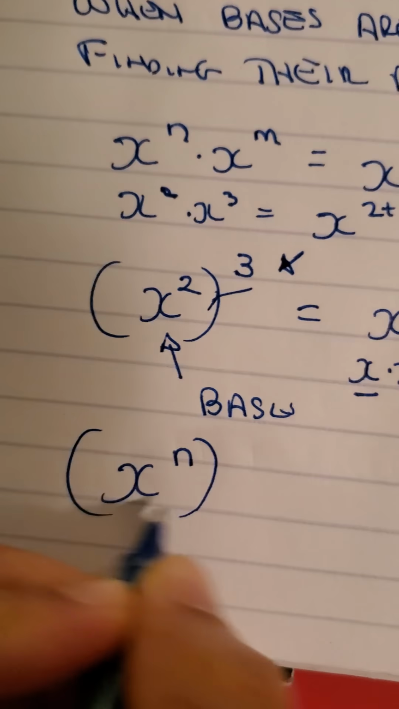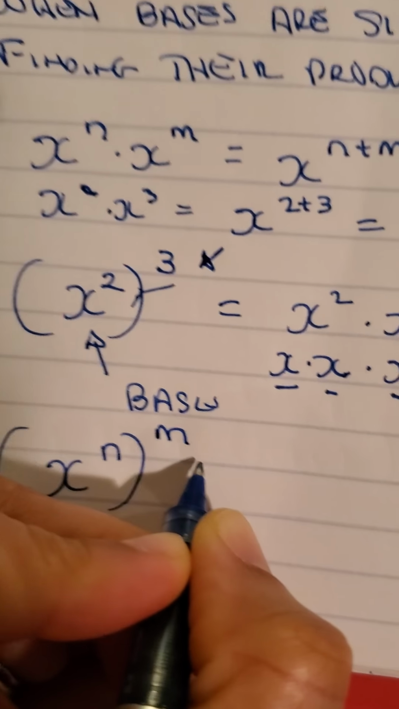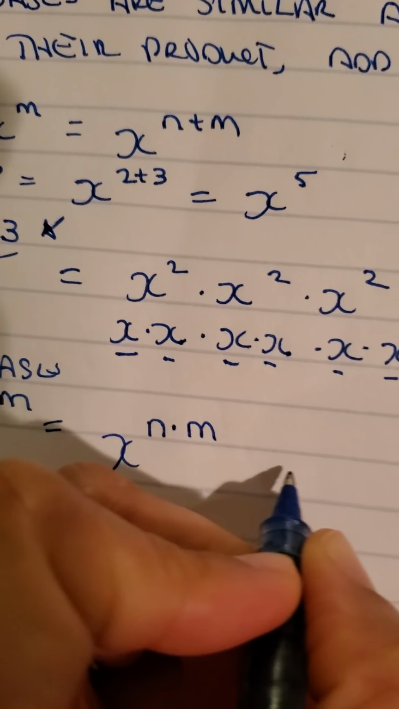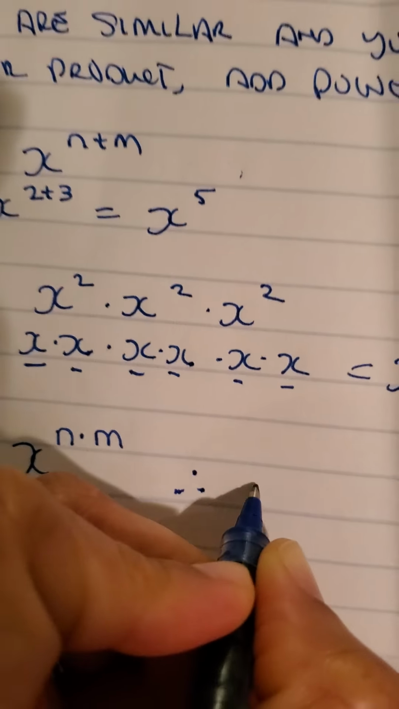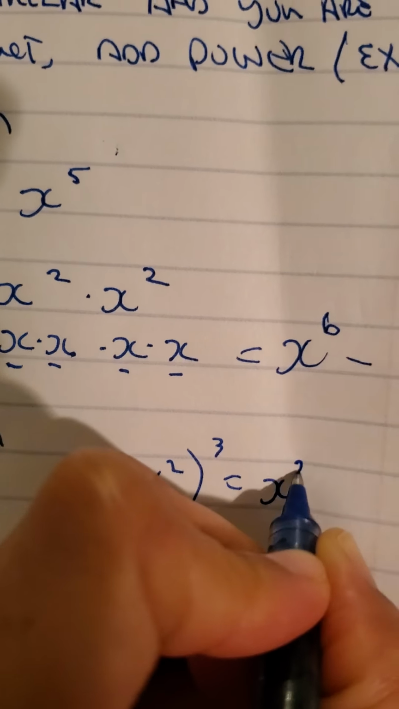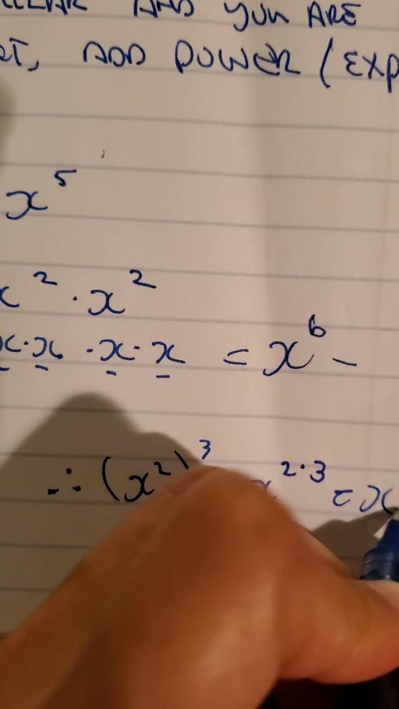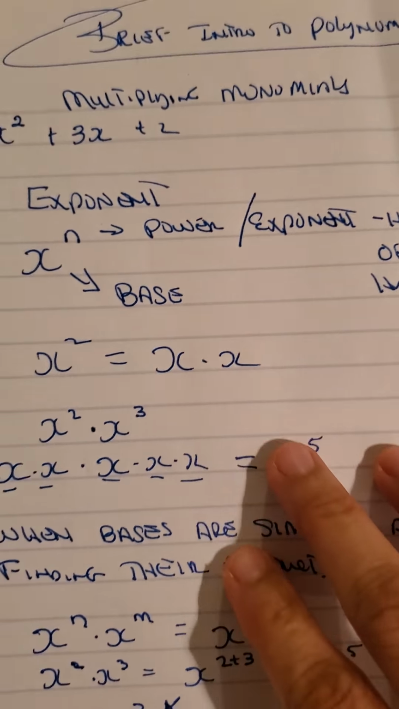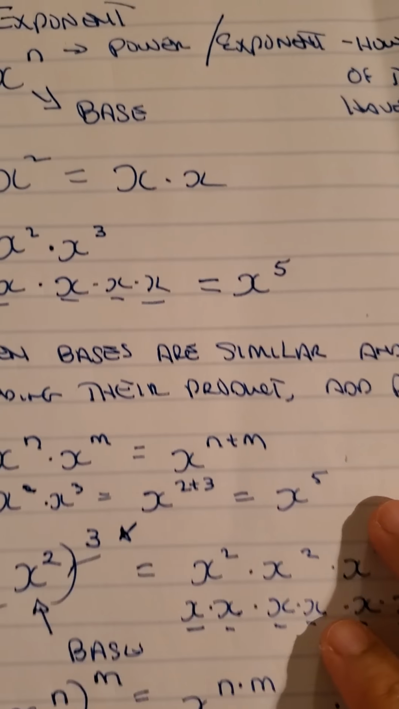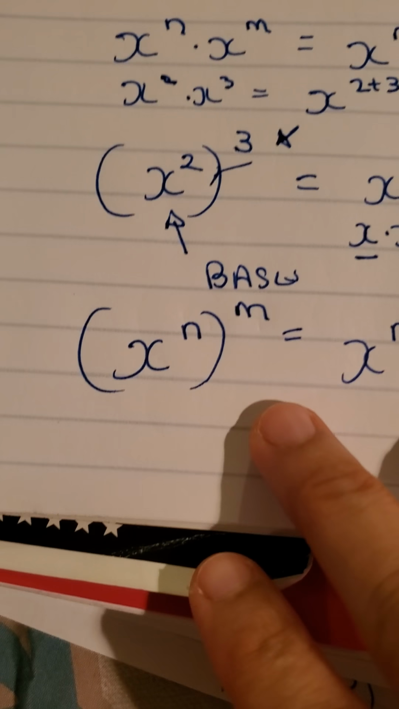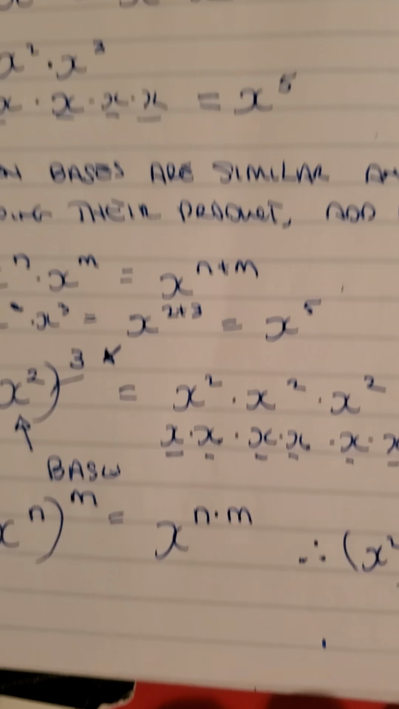So if we have x to the n raised to the m, that is the same as saying x to the n times m. Therefore, x squared cubed is the same as saying x to the 2 times 3, which is x to the 6th power. So these are the 2 rules that you will be using at this pre-algebra stage. You'll be using the addition rule of powers, and you'll be using the multiplication rule of powers. So let's do some examples.